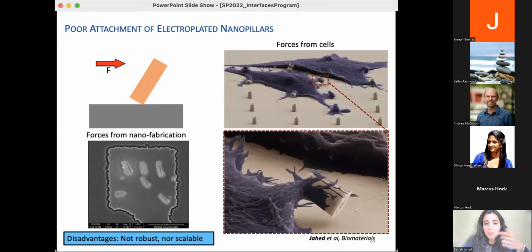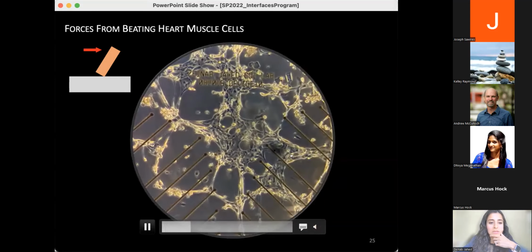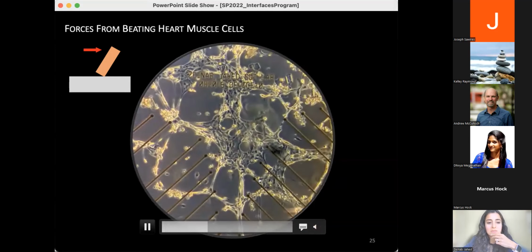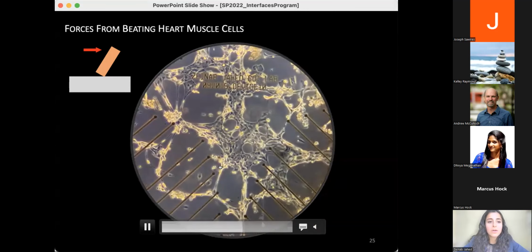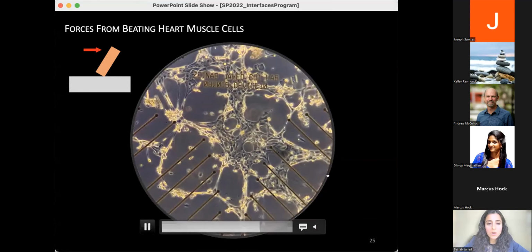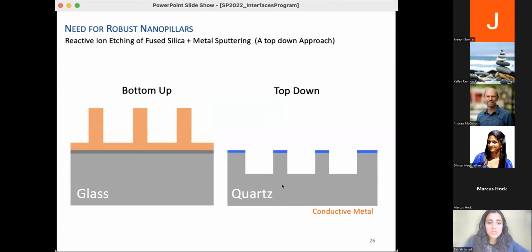So we realized we have to come up with a better technique to fabricate these sensors. You can imagine all these forces from the cells beating on top of our sensors can actually deform them. So we came up with another approach: instead of a bottom-up approach, which is growing the nanopillars from the bottom up, we thought we could use a top-down approach where we etch these pillars down into the surface. Now the bottom of this pillar is continuous with the substrate, and it's much more robust mechanically.